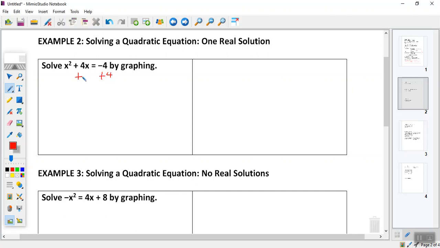Now, if this is plus 4 here on the right, I need to do it to the left. So what's standard form going to look like on the left, kids? Yep. Excellent. X squared plus 4x plus 4, and that's going to equal what? Okay, so now that I've got that equal to 0, let's go check this out. Maybe you guys type it in and tell me what you have. And I'll do the same thing up here.